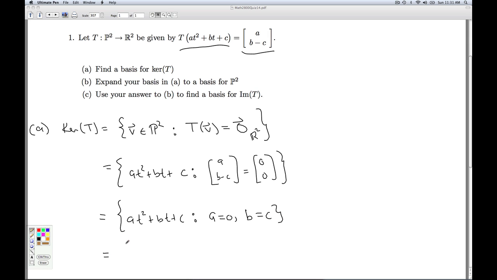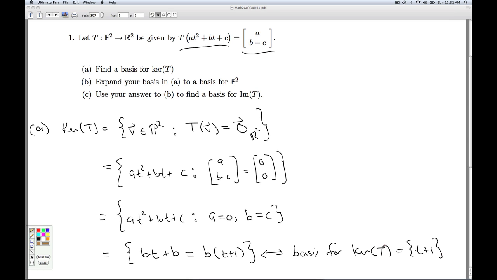And so if I write that out, a is 0, so it's gone, and b and c are the same, so I can just call this bt plus b, which is b times t plus 1. And so really what I've done is I've written this as a span of just one polynomial, one vector, t plus 1. So that means I can take a basis for the kernel of T to just be the polynomial t plus 1. So that'll do it for part A.